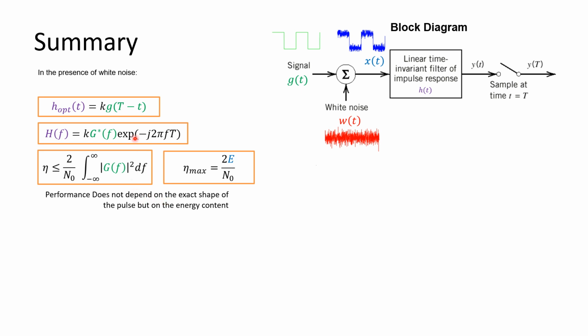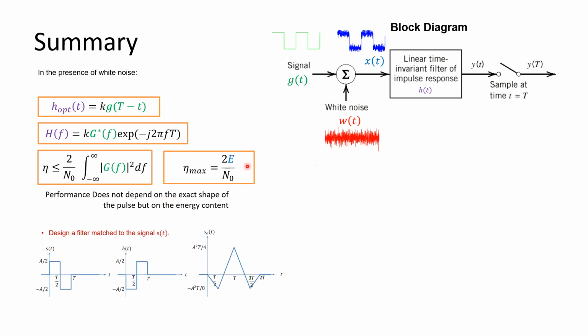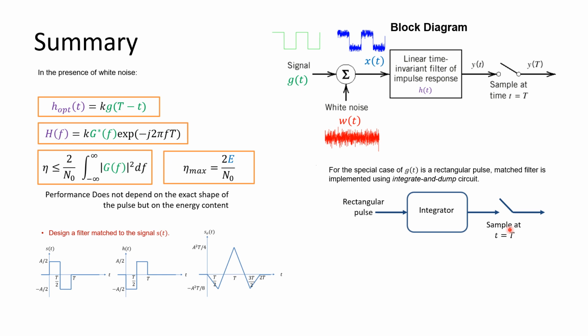We also learned that the exact shape of the pulse does not affect the performance, but rather how much energy is in the signal. I have shared the following example with you. And now it is time to look at the block diagram, which we have seen. For the special case of a rectangle, we can say that the matched filter is nothing but integrate and dump, a constant integration and dump. Remember that this is an example of a matched filter where we flip the signal and then shift it to the right by an amount of T.